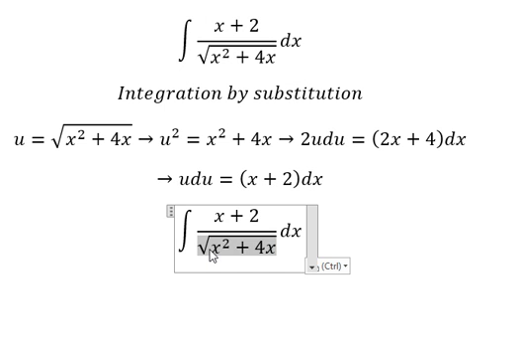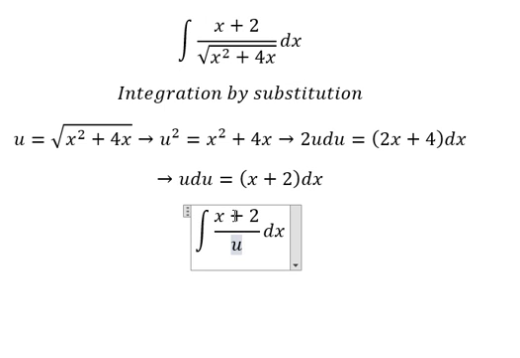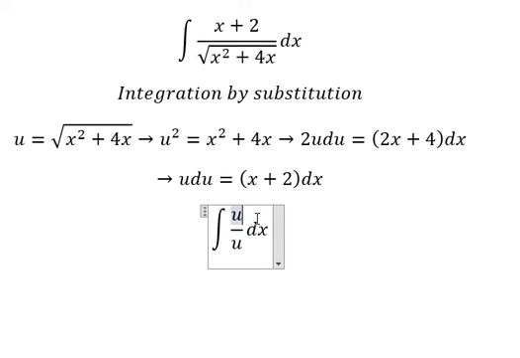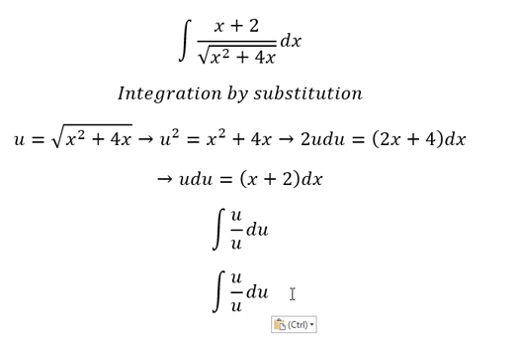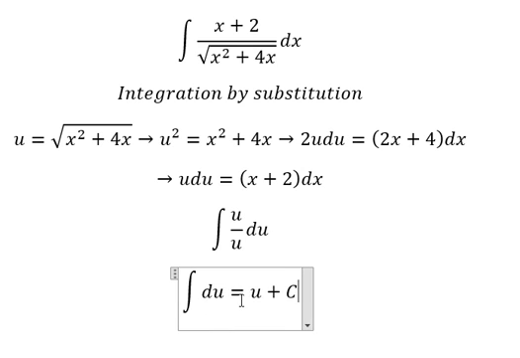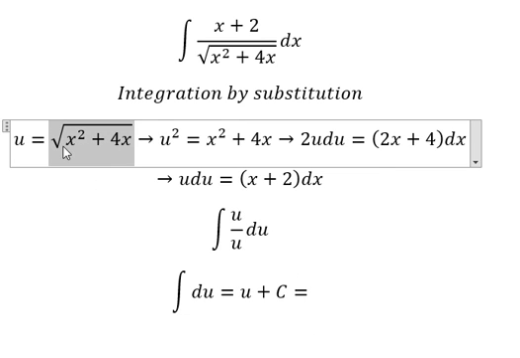So, the square root we change to u. S plus 2 ds we change to u du. This one we have number 1. The integration of du we have u, and I will put plus c. About u, that is this one.